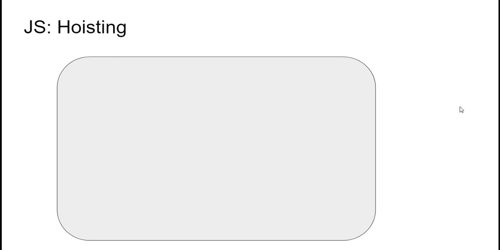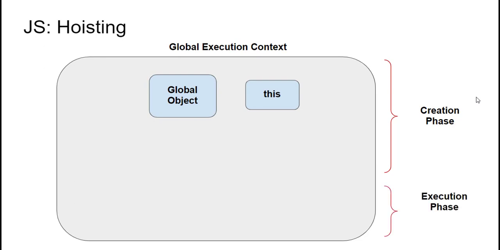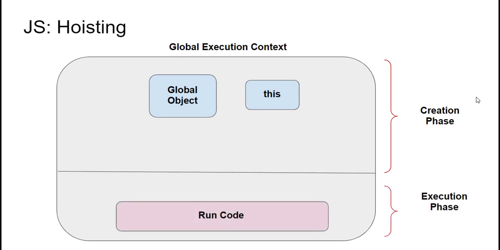Friends, in this tutorial, you will learn how JavaScript hoisting works under the hood. As you all know, when JavaScript executes a piece of code, the JavaScript engine creates a global execution context. This global execution context has two phases. First is the creation phase, wherein the global object and this are initialized. Second is the execution phase, wherein the code runs.